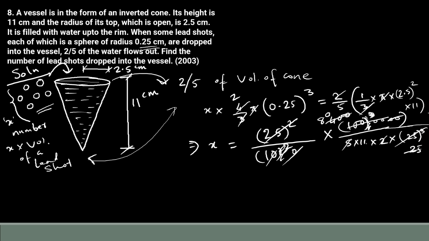One thing, just a silly mistake here as I see, this 11 is not here, the 11 is on the top, in the numerator. Okay, so from here this 2 will get cancelled, it's 40. So from here x we get as 440.